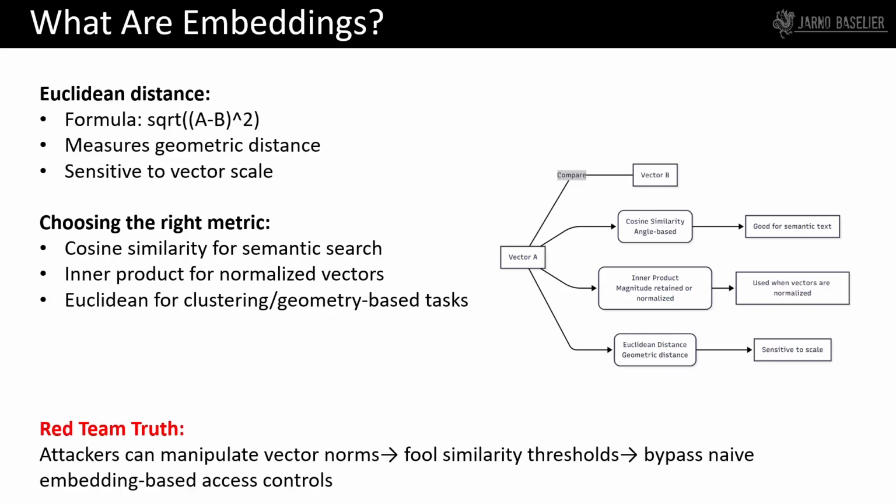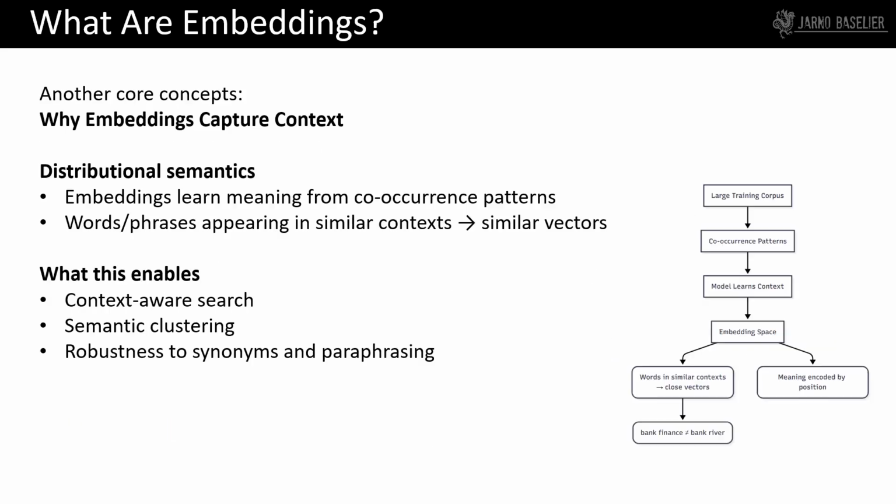For the red teams, attackers can manipulate vector norms. This will fool similarity thresholds, and this will bypass naive embedding-based access controls. Keep this in mind.